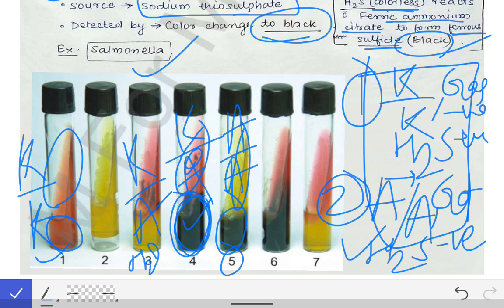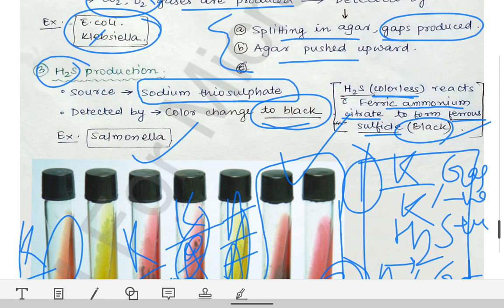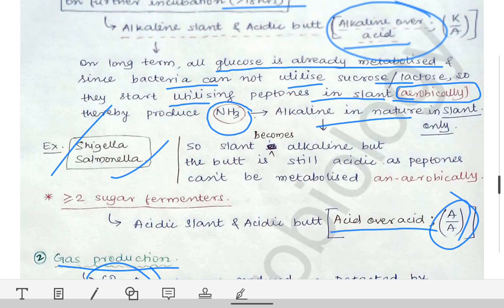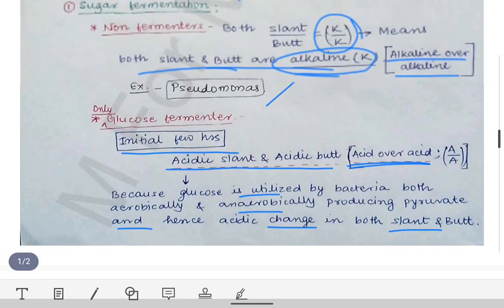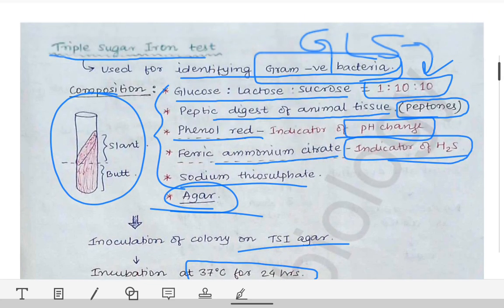Now you all tell me about the reactions of test tube number 6 and 7 in the comments below. I will be waiting for your reply in the comment section about the test results of test tube number 6 and test tube number 7. Okay, so this is all about the TSI agar. I hope I have been able to answer all your questions and explain about this TSI agar, which is very important from the MCQ point of view.